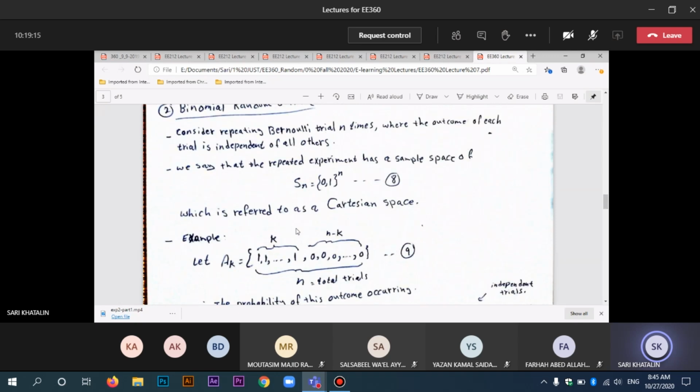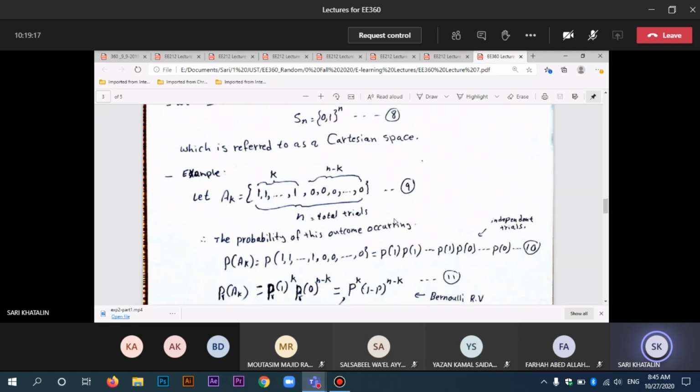Sometimes we refer to it as a Cartesian space. As an example, if we are flipping the coin n times, the outcome of k will be 1, 1, 1, 1, k times. And the zeros will be n minus k, because the total has to be n. We flipped it n times, so the first one will be 1, the second one will be 0, the third one will be 1, and so on and so forth. When you add up, the ones will be k, and the zeros will be n minus k, where the total will be n trials.